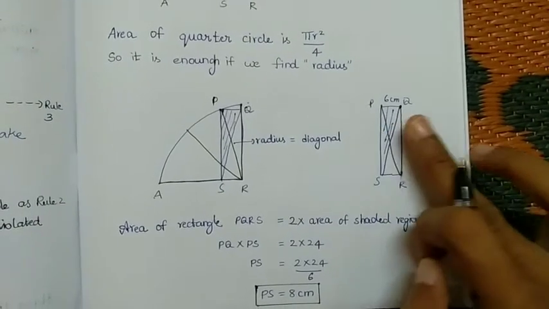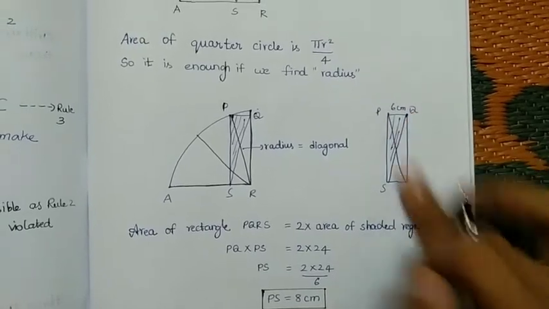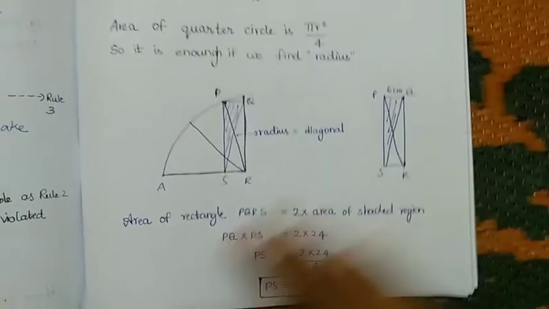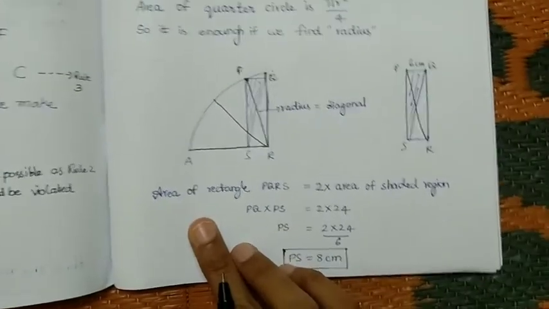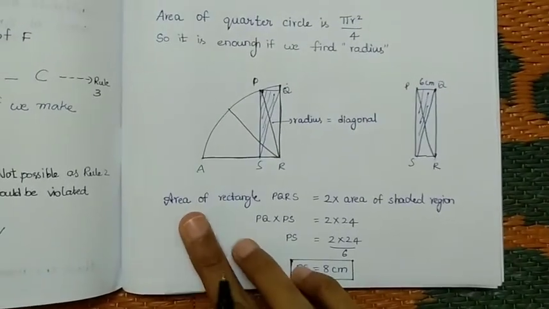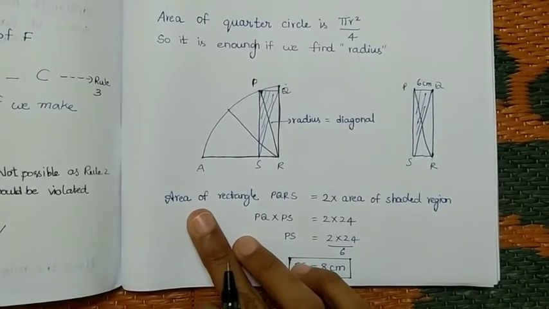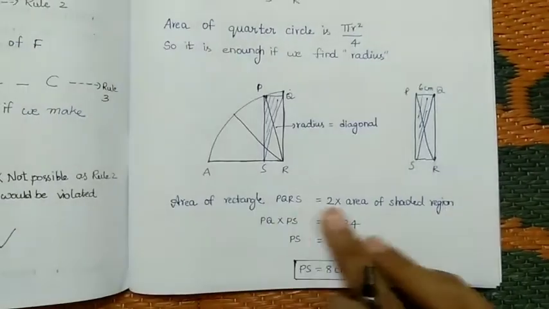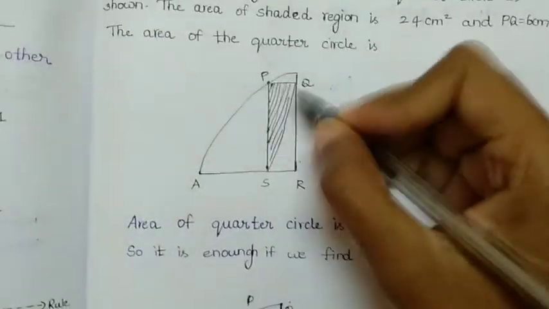So PS is equal to QR, and SR is equal to PQ, from the symmetry property of the rectangle. Now how do we find the diagonal length? In the question, the area of rectangle PQRS is 2 into the area of the shaded region. So this is the shaded region.